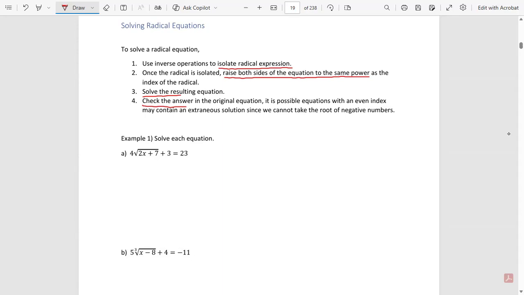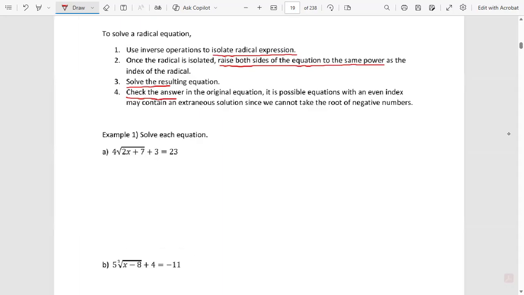Now, let's look at example 1. First of all, step 1, we have to isolate the radical expression. Radical expression means this part. I want to isolate this. On the left side, next to the radical, I see a 4 and I see a positive 3. So both of them must be moved and canceled.